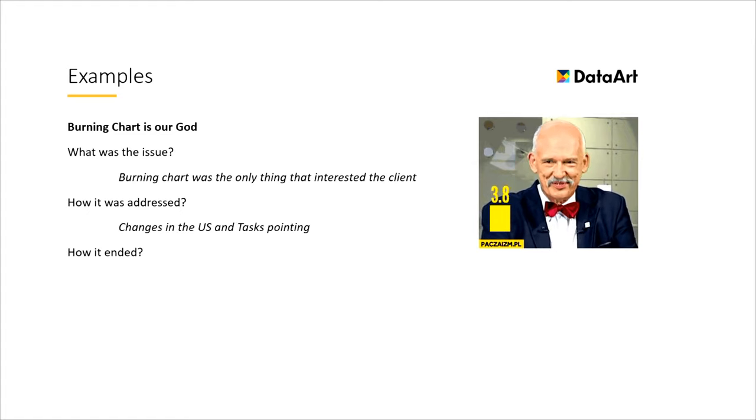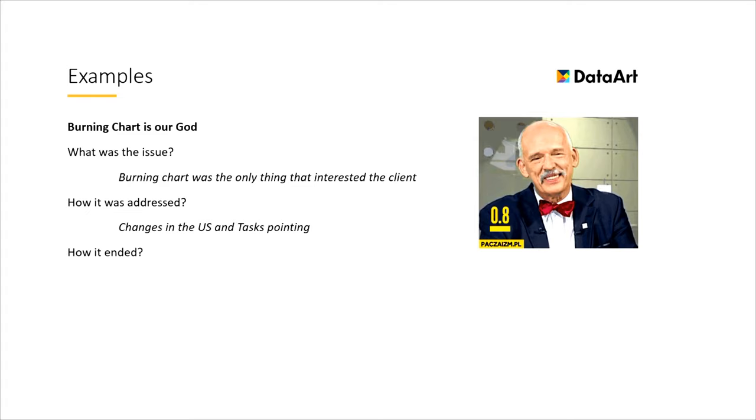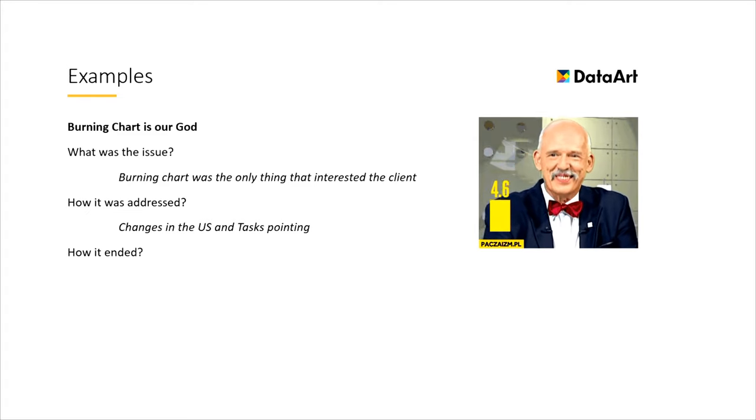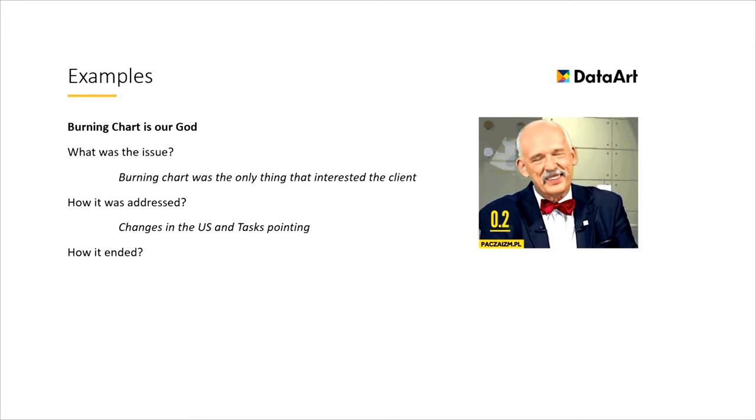We started to change the user stories and tasks, with the pointing of them. We started to add tasks for one pointers, two pointers, three pointers instead of eight points. Instead of five points, we were dividing everything just to have the points to address the chart.